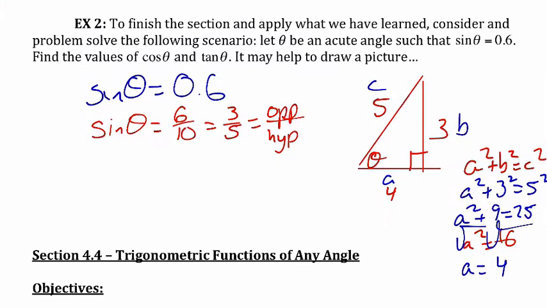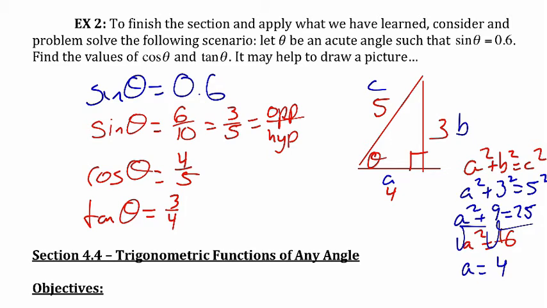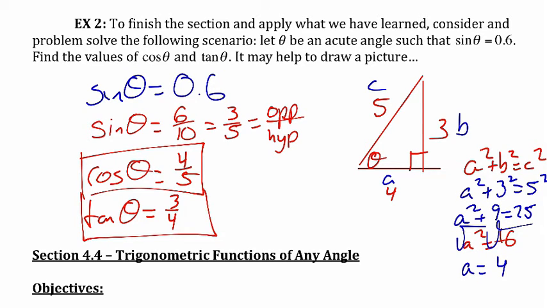So now we're asked to find the cosine of whatever our angle is and the tangent of whatever our angle is. The cosine, remember, cosine is adjacent over hypotenuse. The adjacent leg is 4, hypotenuse is 5. Tangent is the opposite side, 3, over the adjacent side, 4. So even though we didn't know the exact measures of anything, we only knew the sine of theta equals 0.6, which we converted to a fraction, which we made some proportions out of, we were still able to find cosine and tangent.